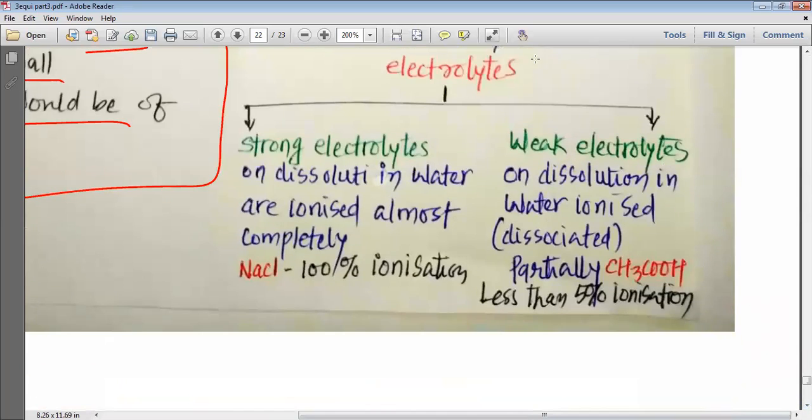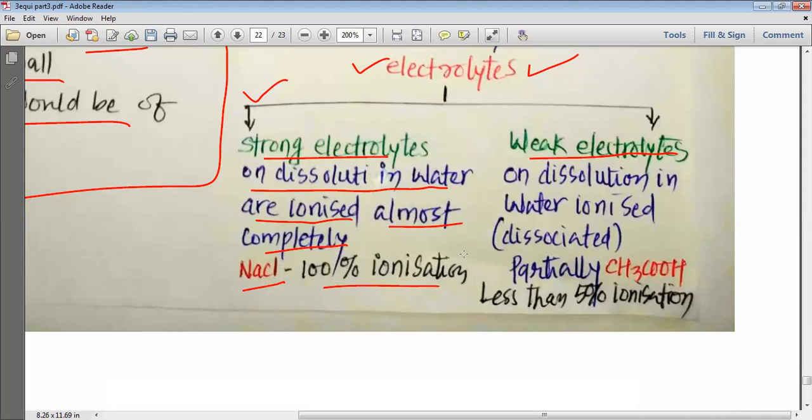Now, my dear students, the electrolytes which conduct electricity in their aqueous solution can be of two types. One is strong electrolyte, another is weak electrolyte. What is the meaning of strong electrolyte? When strong electrolytes are dissolved in water, they are ionized almost completely. For example, NaCl undergoes almost 100% ionization.